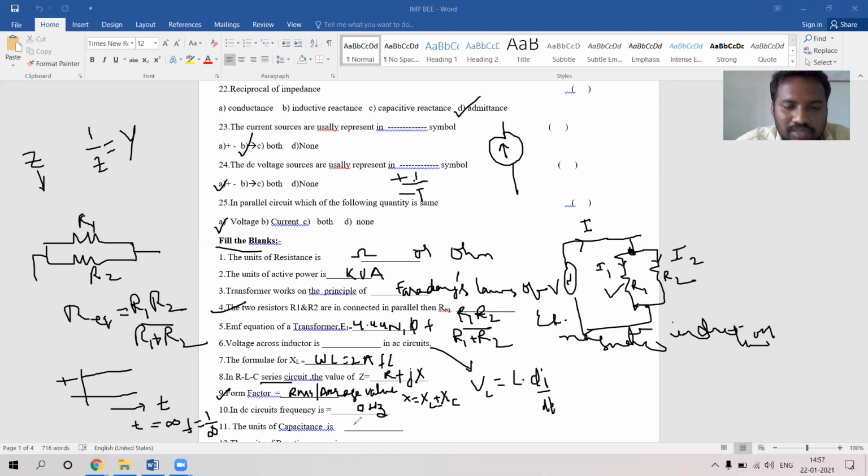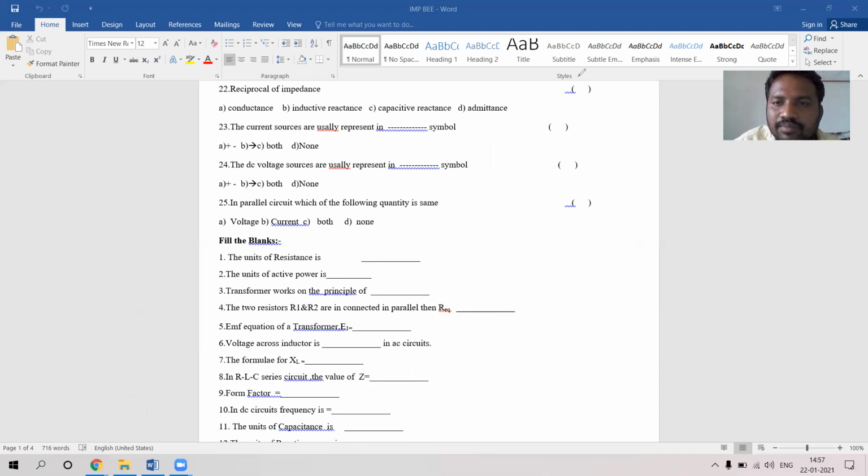The unit is hertz. The units for capacitance: already we said for resistance it is ohms, for inductor it is henry, and for capacitor it is farads. Okay, let me take the next slide.